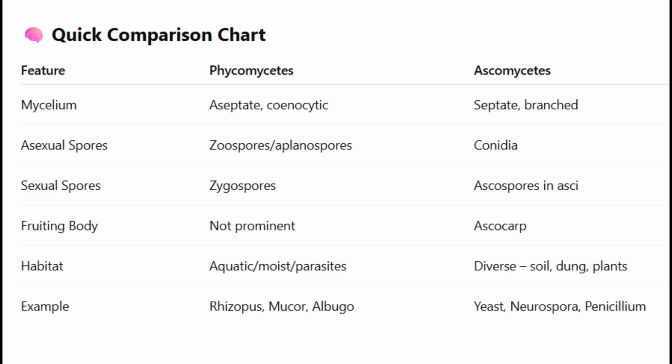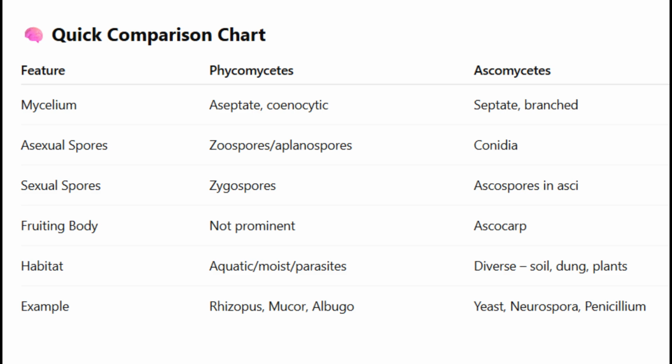Mycelium: aseptate and coenocytic in Phycomycetes; septate and branched in Ascomycetes. Asexual spores: zoospores or aplanospores in Phycomycetes; conidia in Ascomycetes. Sexual spores: zygospores in Phycomycetes; ascospores in asci in Ascomycetes. Fruiting body: not prominent in Phycomycetes; ascocarp in Ascomycetes.